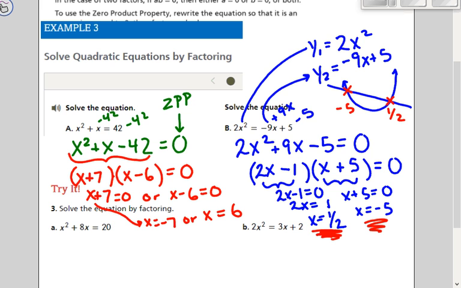You could do the same thing with a. You could put x squared plus x in for y1 and 42 in for y2. And for that one, you're going to have to play around with your window a little bit to ensure that you can see where they intersect, because 42 is going to be way up off the screen on a standard window. All right, so that's example 3. A and B, I'd like you to follow it up with doing the 2 try-its on your own.